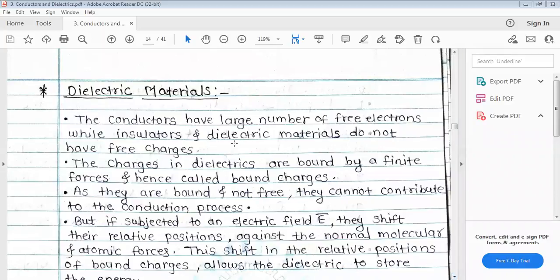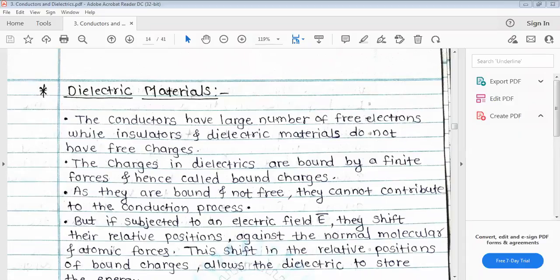Visible now. So the next point is dielectric materials. Can anyone tell me? Someone asked me the other day what is meant by dielectric materials. When we were seeing the conductors, I told you that these conductors have free electrons. That's why these electrons are moving, and so the current is flowing through the conductor. That's why it is a conductor.